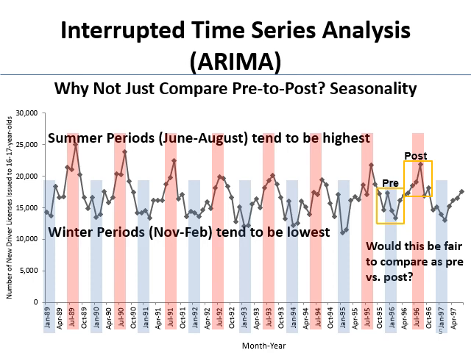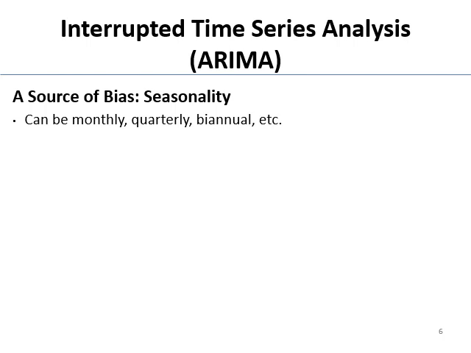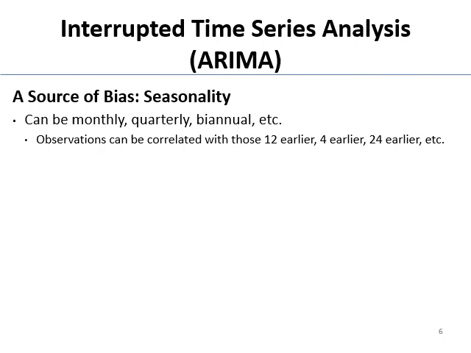So seasonality can be monthly or quarterly or biannual or sunspots, whatever pattern they are, 7 or 13 years. It can, as long as it follows sort of a predictable pattern. And what seasonality means in practical terms is that observations are correlated at a seasonal interval. So they can be correlated with the month that's 12 earlier, for example.